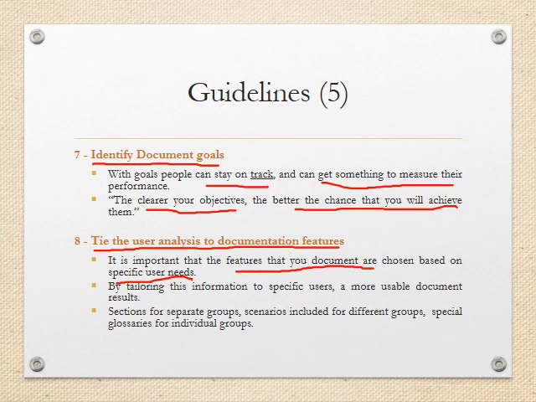وهذا الفوكس تبع التاسك orientation انه we always the features that we want to include in our document will be based على user task or user needs. By tailoring this information to specific users, a more usable document results. In these kind of documents, we will have, for example, sections for separate groups, scenarios included for different groups, special glossaries for individual groups.